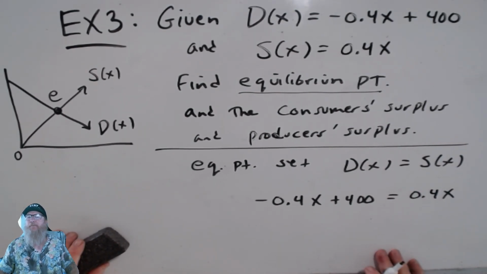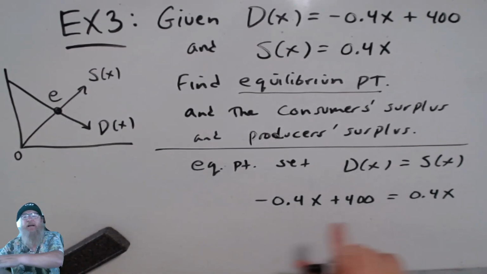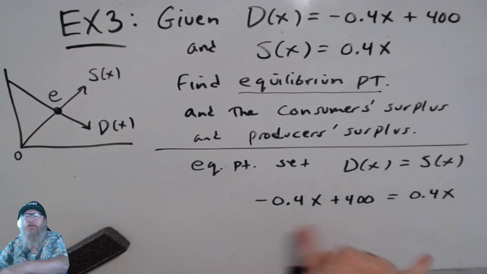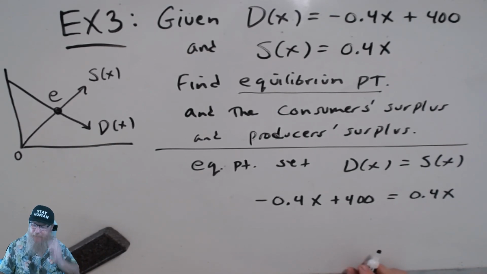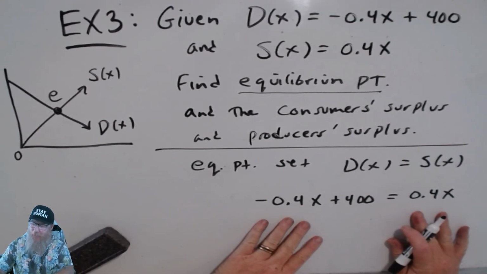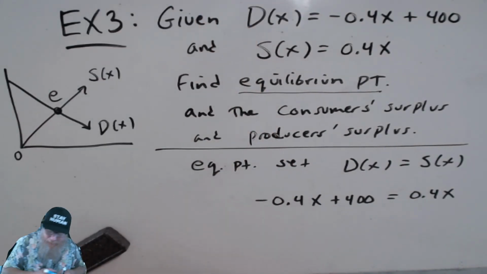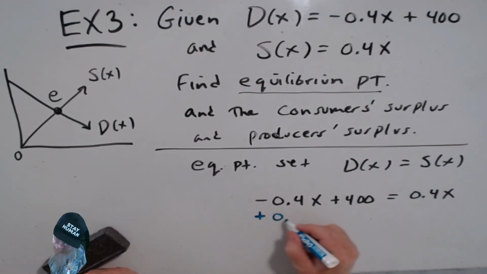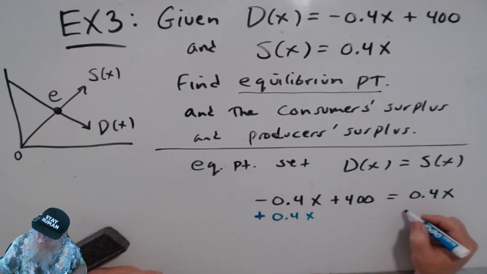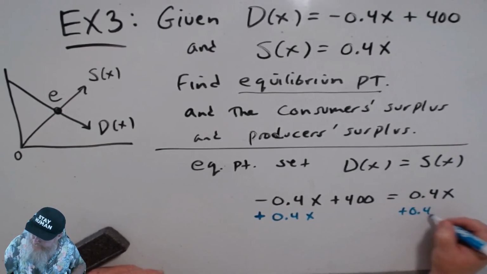Just like that. Or you could do S of x equals, it doesn't matter. As long as they're equal to each other, it doesn't matter what side they're on. For this particular one, I actually wish I would have gone the other way. So I'm going to break with convention and go from left over to the right side.